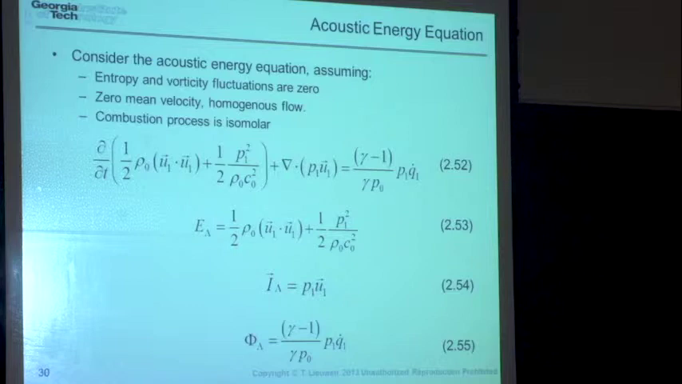So combustion instabilities occur when the time average of this right-hand side is positive, because you have an acoustic source term. The Q dot denotes the unsteady heat release. And so this is telling me under what conditions fluctuations in heat release are actually adding energy to the acoustic field.